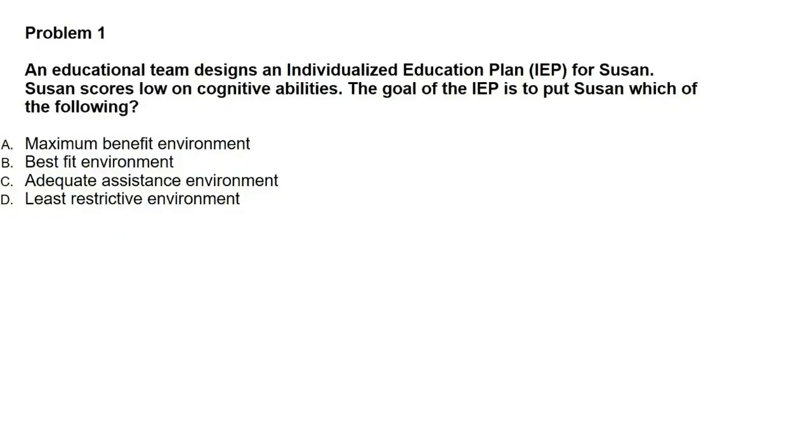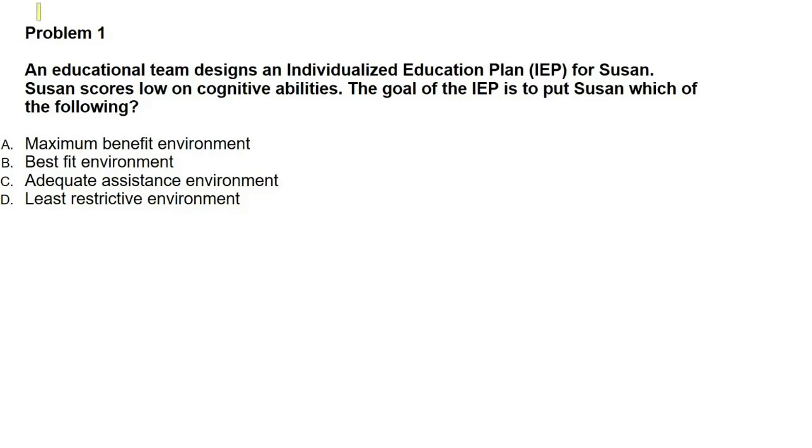An educational team designs an individualized education plan, IEP, for Susan. Susan scores low on cognitive abilities. The goal of the IEP is to put Susan in which of the following? A, maximum benefit environment, B, best fit environment, C, adequate assistance environment, or D, the least restrictive environment.